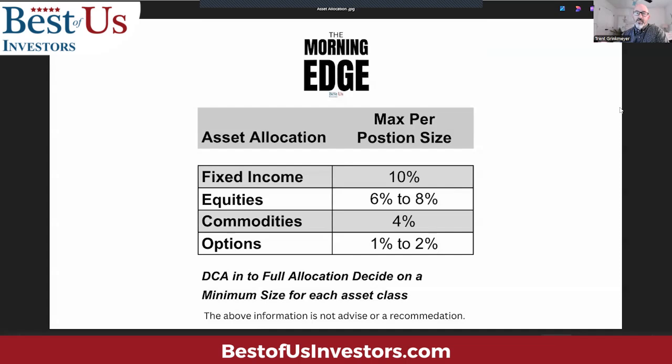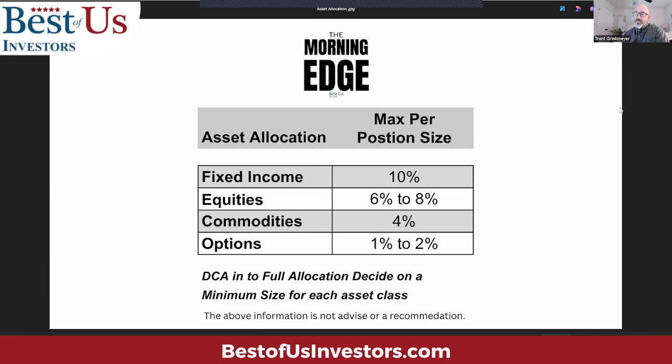First off, asset allocation. That's one thing you've probably heard a lot about, but what exactly is a good asset allocation per asset class? In this chart, you can see we have it broken out to fixed income, equities, commodities, and options, and max per position size. So let's start off with fixed income. This is bonds, this is CDs, this is cash in a sense.